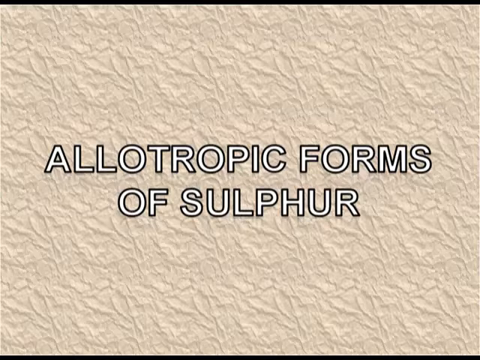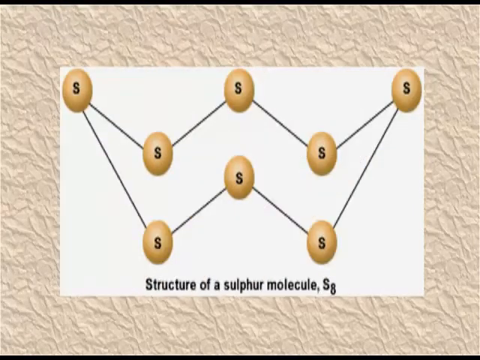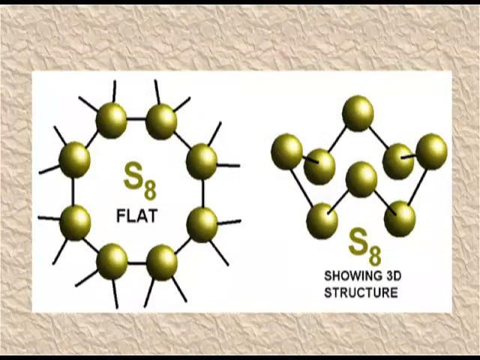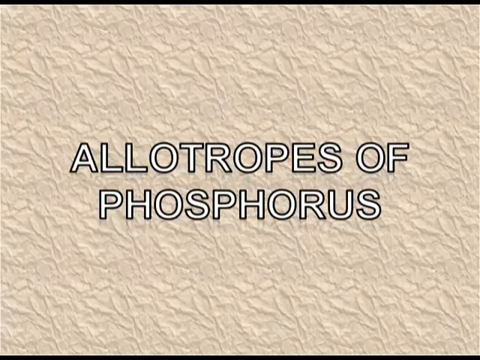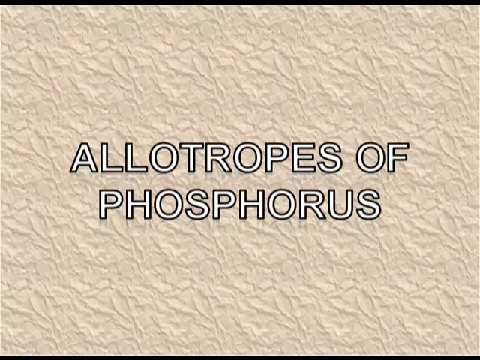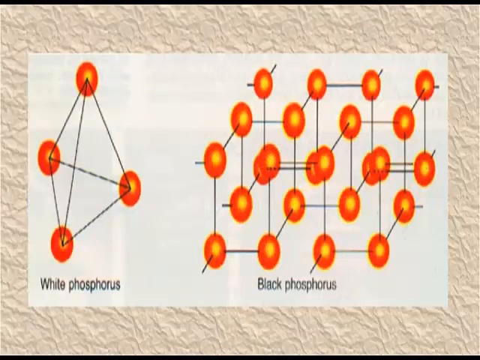Allotropic forms of sulfur. Structure of the sulfur molecule: S8. It is a crown-shaped molecule, a puckered ring. These are the sulfur rings. They arrange differently and form orthorhombic and monoclinic sulfur. Again, sulfur, S8. Allotropes of phosphorus: these are the forms red phosphorus, black phosphorus and white phosphorus.